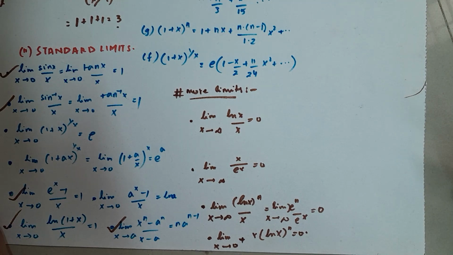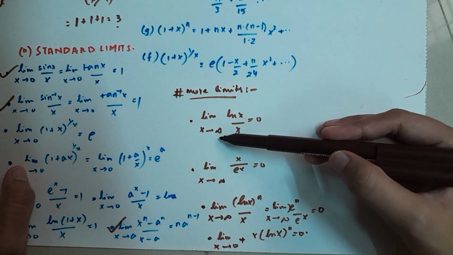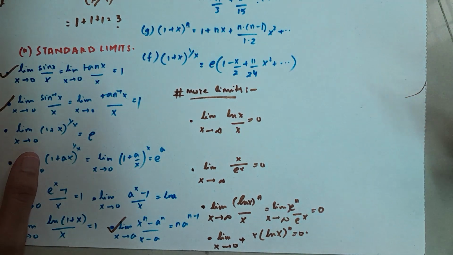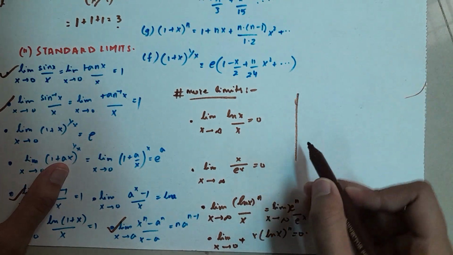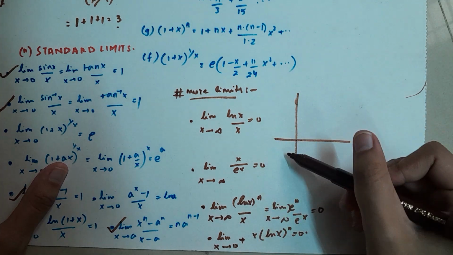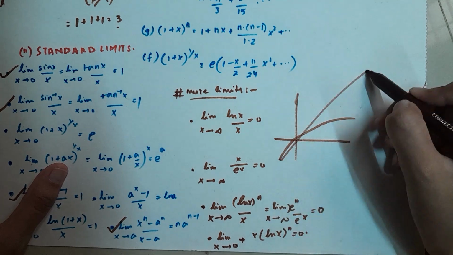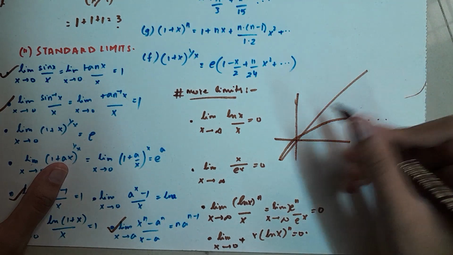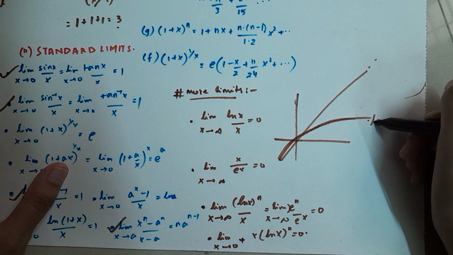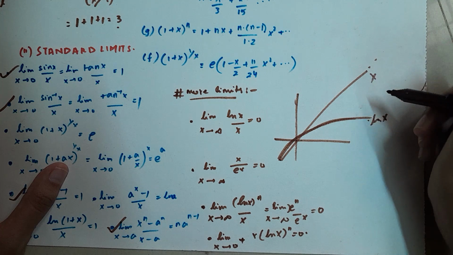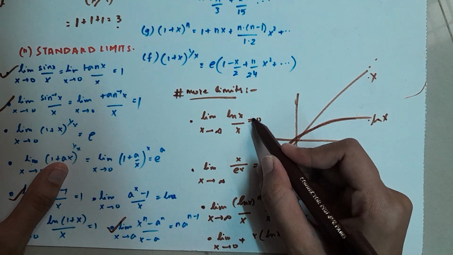So these are a few more limits that are useful to know. The limit as x approaches infinity of ln x by x is 0. How do we get this? Let's look at the graph. The ln x graph progresses much slower than the y equals x graph. So as we approach infinity, the value of x is much higher than the value of ln x. So when you take ln x upon x, the value is almost 0.